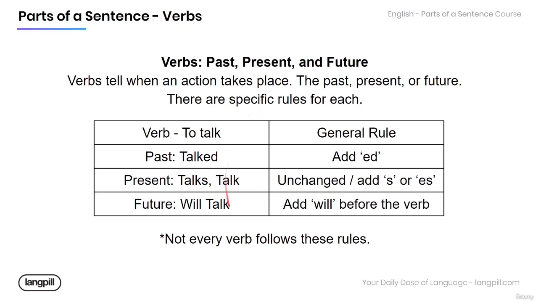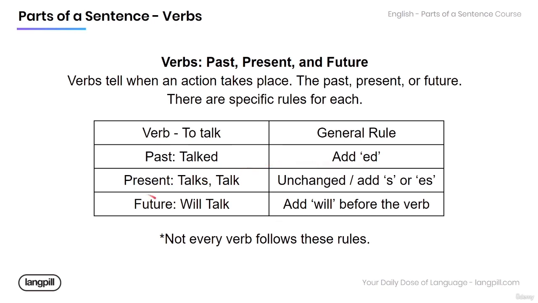But here is just a quick overview. Okay, so for the past tense, basically what you're going to do is add ed to the end of the verb. So if you see here, our verb is to talk. This is its base form, its infinitive form, to talk. But when we change it, we add things to the end. So talked is the past tense, we add ed.